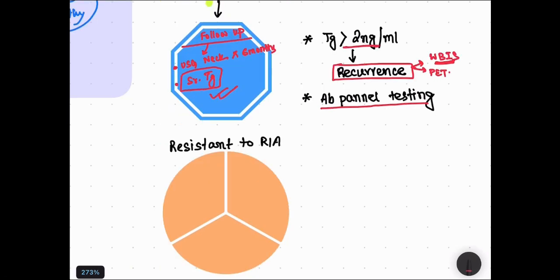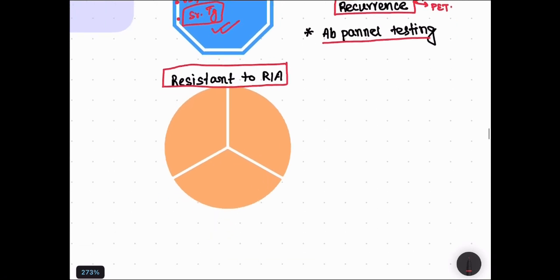Next is, suppose the patient is resistant to radioiodine ablation, what will we do? So here we are left with something that is known as external beam radiotherapy. Also we can go for chemotherapy using doxorubicin. And third one, we can treat those patients, the resistant cases, with sorafenib and lenvatinib. So these are the things available in resistant cases.